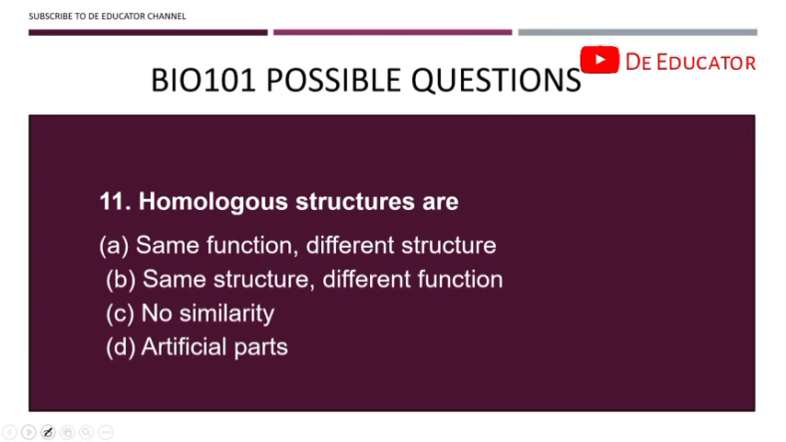Question 11. Homologous structure. Good. So I've come to the part I love so much. Homologous structure. So you see questions relating to homologous structure, questions relating to convergence, convergent evolution. So we have convergent evolution and we have divergent evolution.